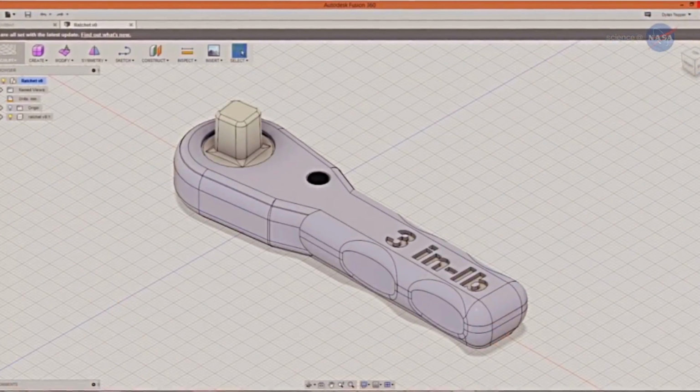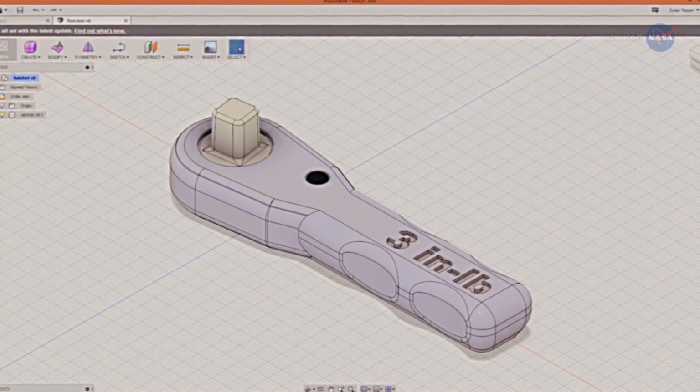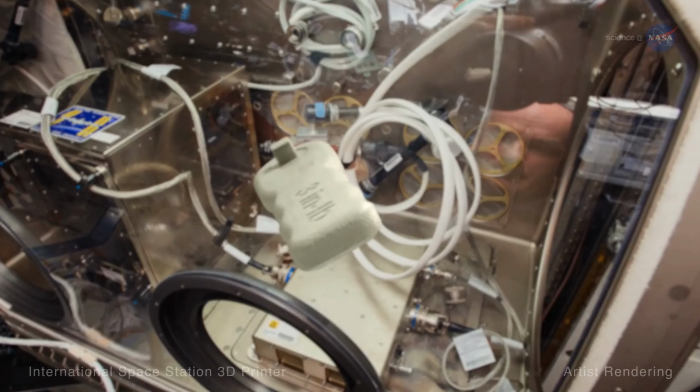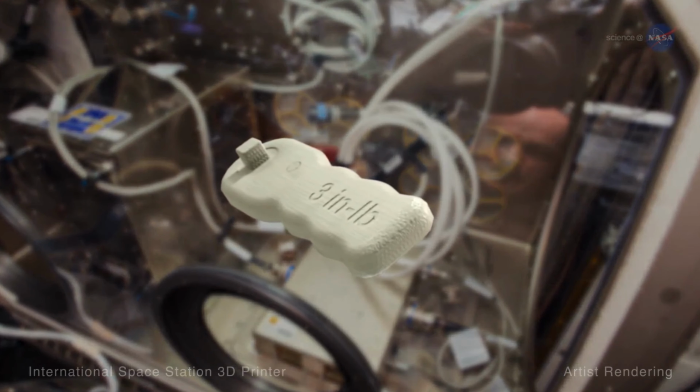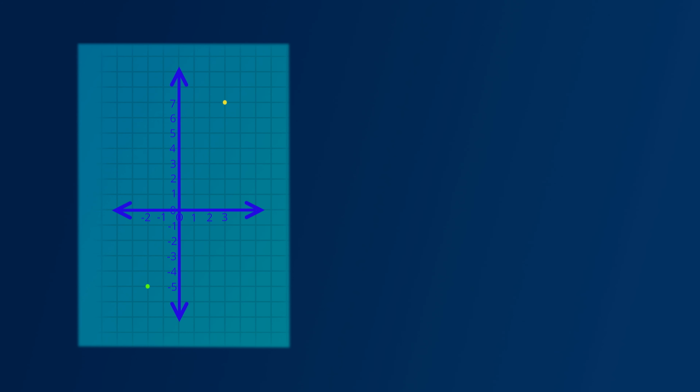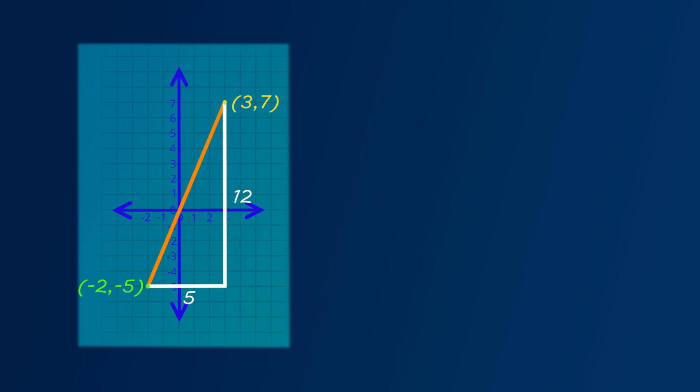This same rule can also work out the lengths of plastic filament used by a 3D printer, just like this one on the International Space Station. Let's say the distance of a filament must go from -2, -5 to 3, 7. How long is that? We'll use the old Pythagoras rule, and then we'll use the new rule that works on a Cartesian plane. The distance going across from -2 to 3 is 5. The distance going up from -5 to 7 is 12.